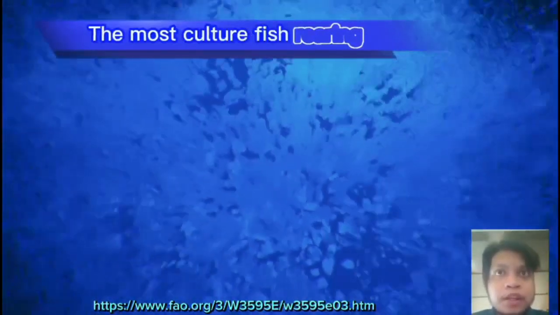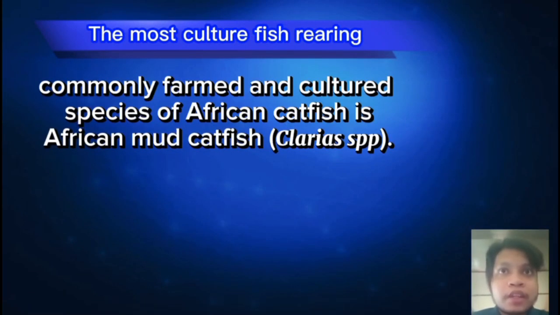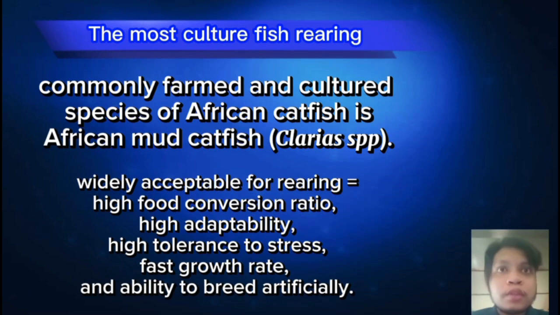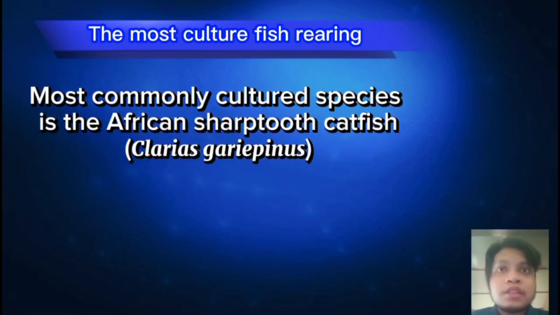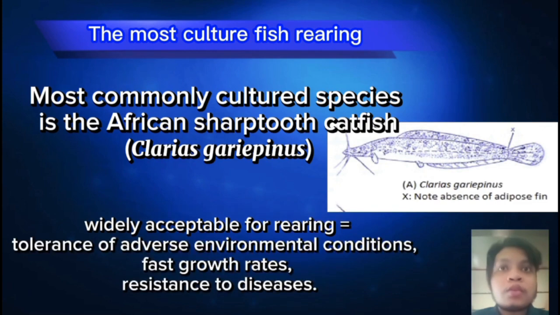Discuss the most cultured fish rearing. One of the most commonly farmed and cultured species of African catfish is the African mud catfish, Clarias species. This species is widely acceptable for rearing due to its high food conversion ratio, high adaptability, high tolerance to stress, fast growth rates, and ability to breed artificially. Another commonly cultured species is the African sharp-toothed catfish, Clarias gariepinus, which is preferred by farmers because of its tolerance of adverse environmental conditions, fast growth rates, and resistance to disease.